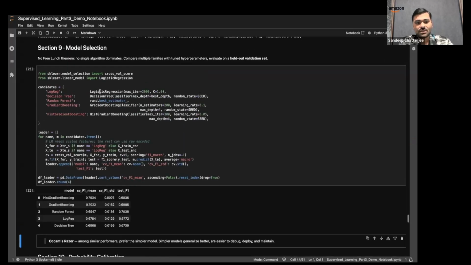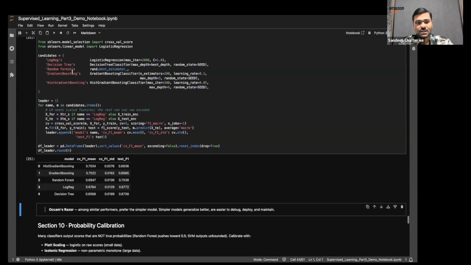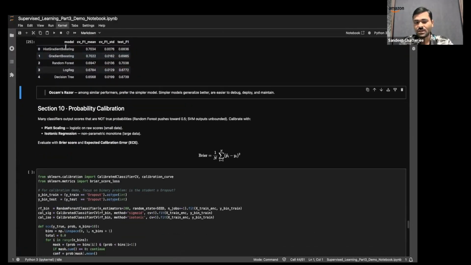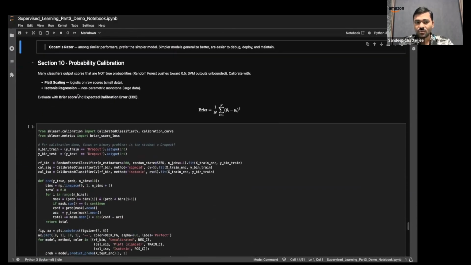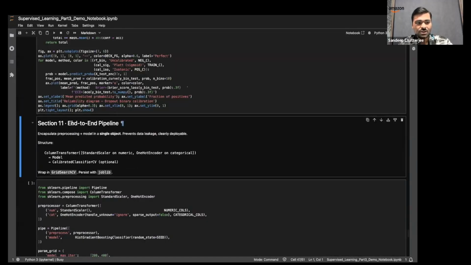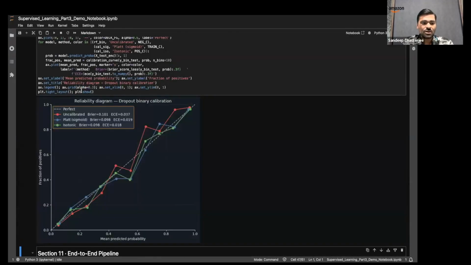So we are trying logistic regression, decision tree, random forest, gradient boosting, and here is the result. Whatever is the best model selected based on this principle, to that model we will do probability calibration. If you remember the theory, we discussed that most models output probabilities that are just numbers, they are not calibrated. So we will calibrate it.